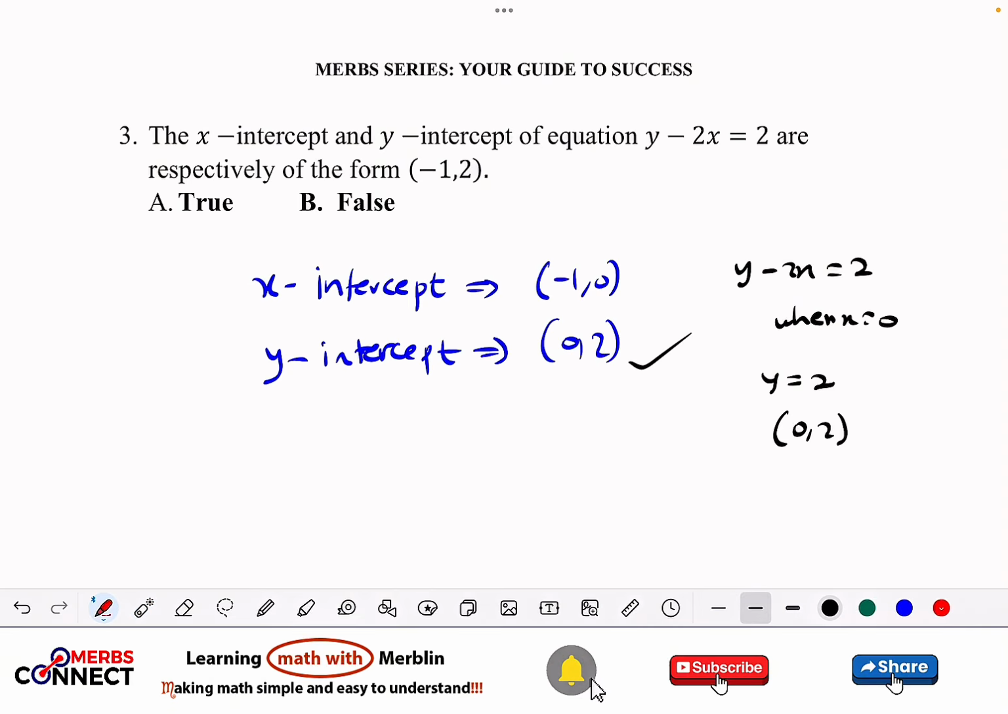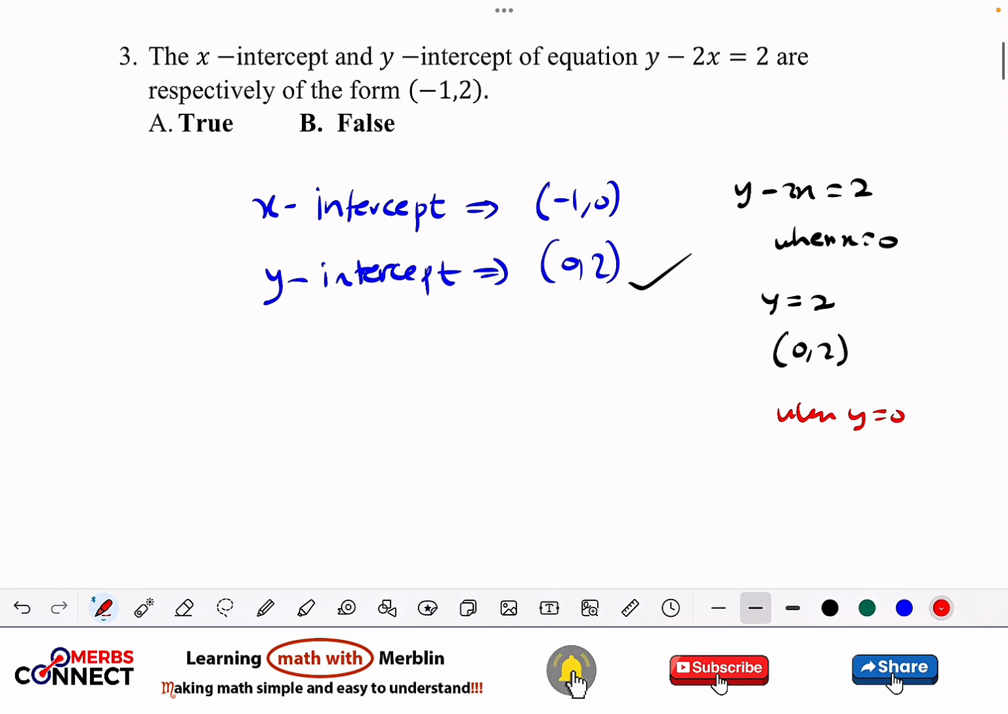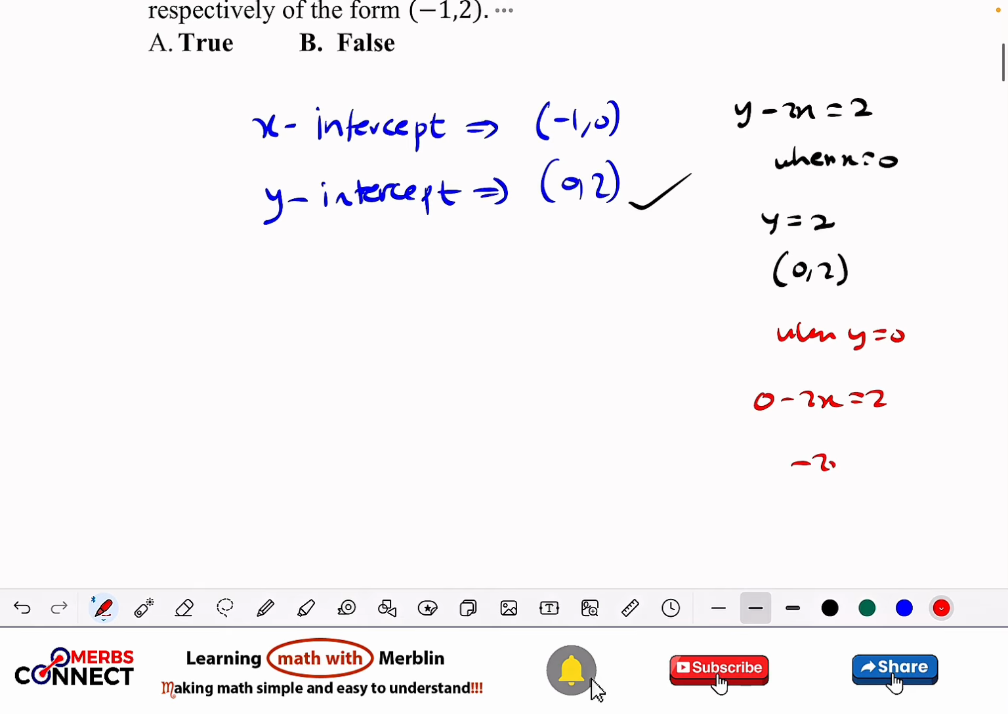Now let's look for the x intercept. That is when y is equal to 0. So when y is equal to 0, I'm going to have 0 minus 2x is equal to 2, minus 2x is equal to 2, and x is equal to minus 1.